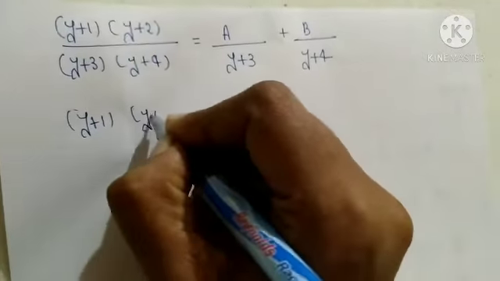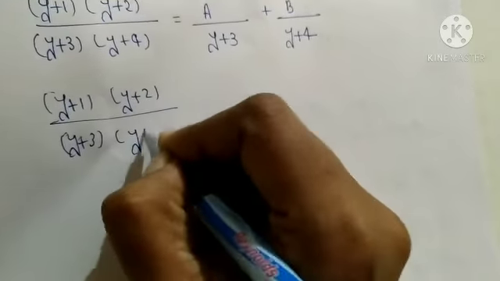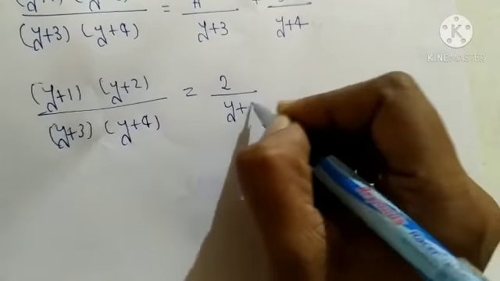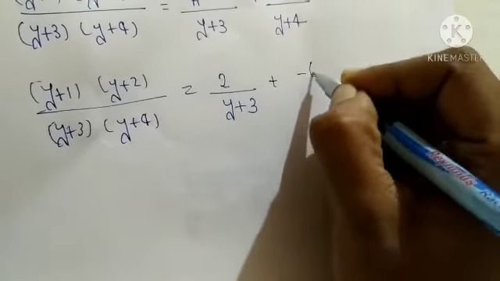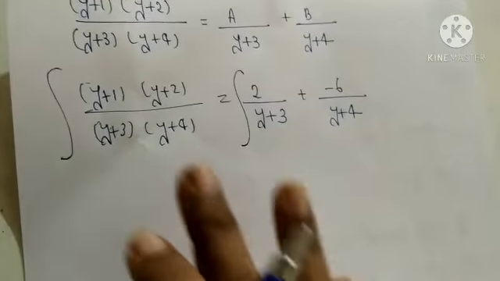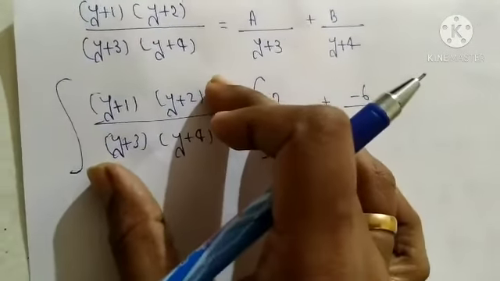So substituting the value of a by 2 and b by minus 6, so we get here this. So write integral on both sides. So this is our question, right?